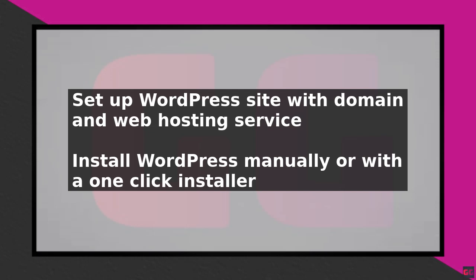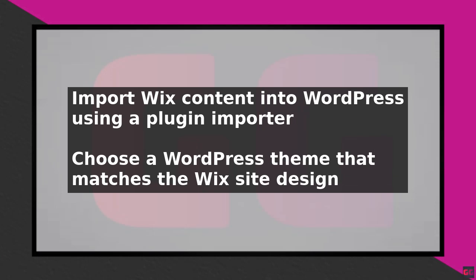Finally, you need to set up your WordPress site's settings, such as permalinks, categories, and tags, to match your Wix site's settings. You also need to update your site's URLs to point to your new WordPress site. You can do this by setting up redirects from your old Wix site to your new WordPress site.